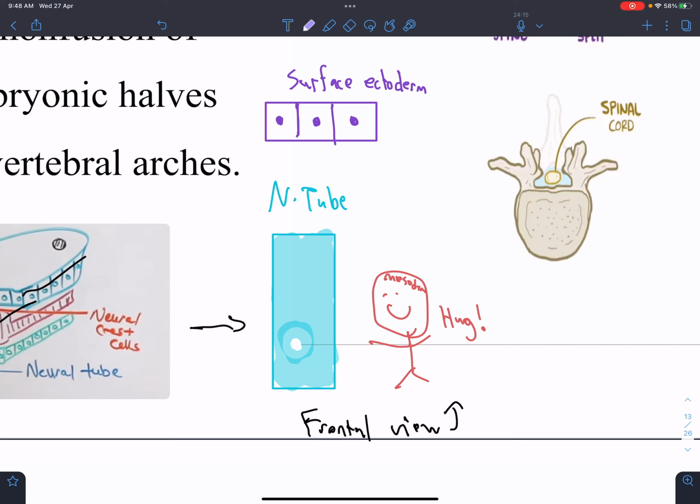This is one of the reasons it should be closed. Another reason it should be closed is for this lovely mesoderm. I told you the mesoderm is going to give you the vertebrae, right? It's going to give you the vertebrae, all of it.